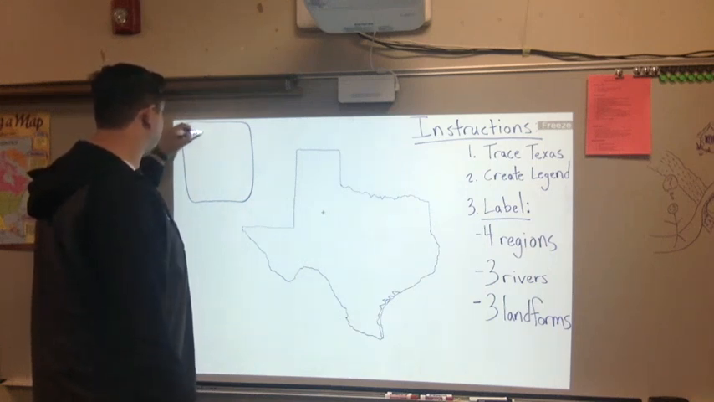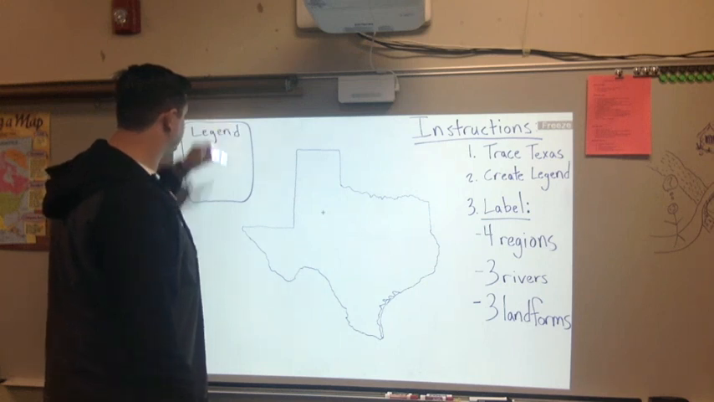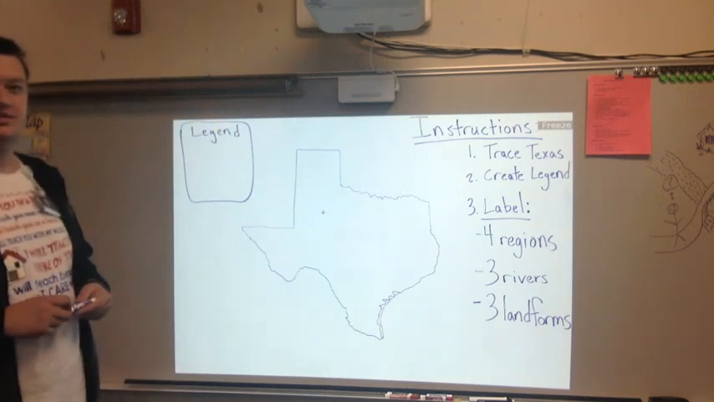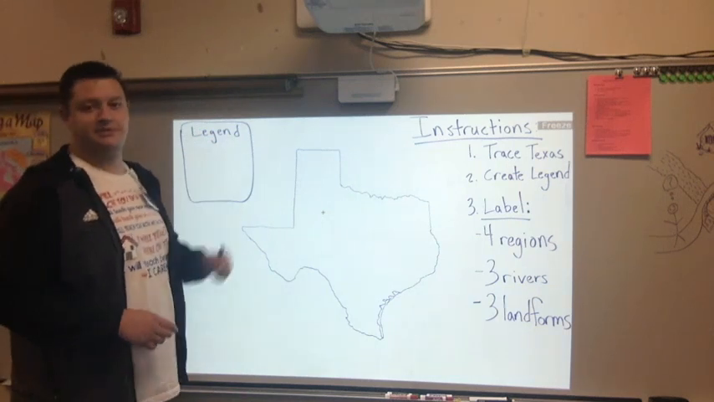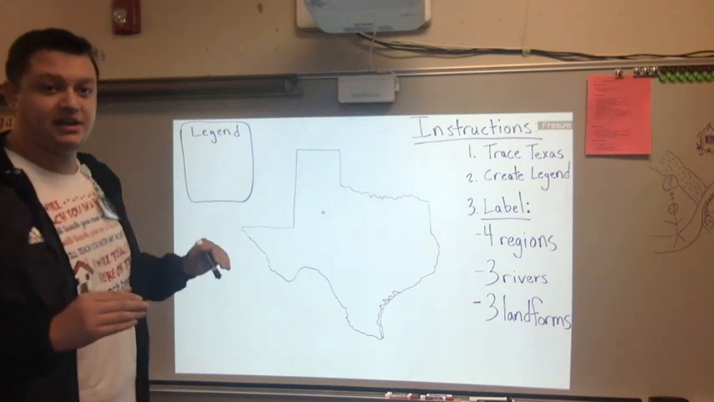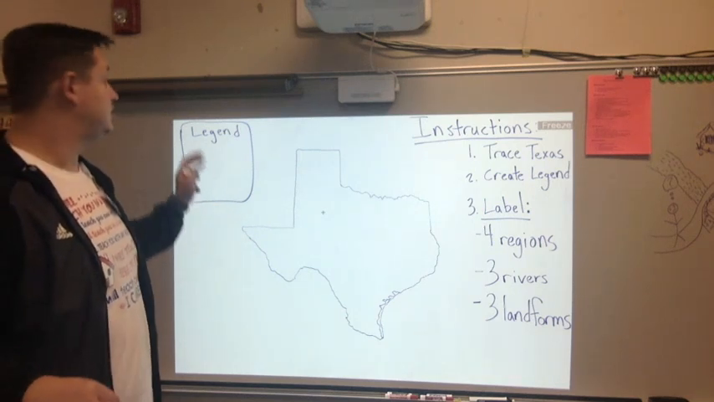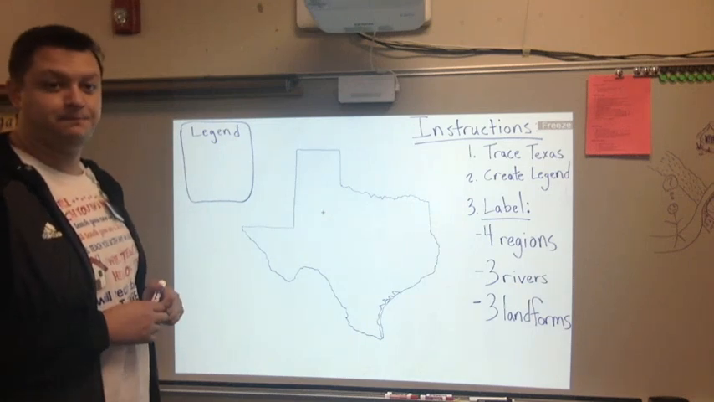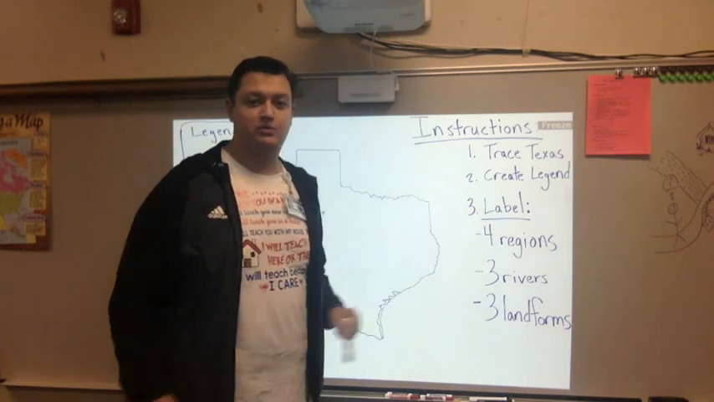And I'm going to write legend. Legend, okay? It has to be pretty good size actually, okay? And then, number three, once you finish that, you can pause if you need to. Pause anytime if you need to draw and then come back, okay? But number three, it says label the 4 regions.